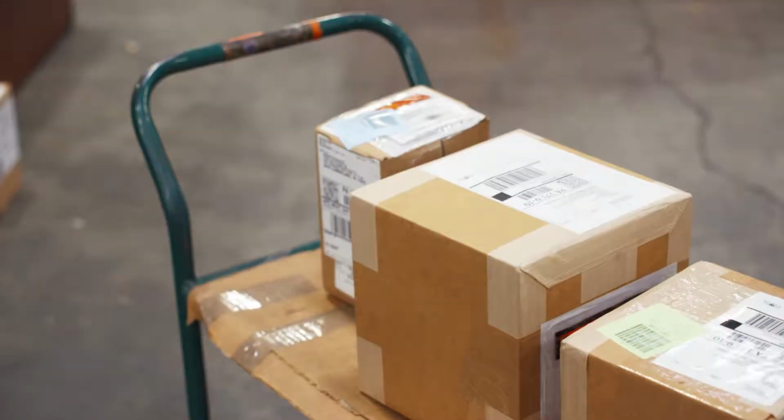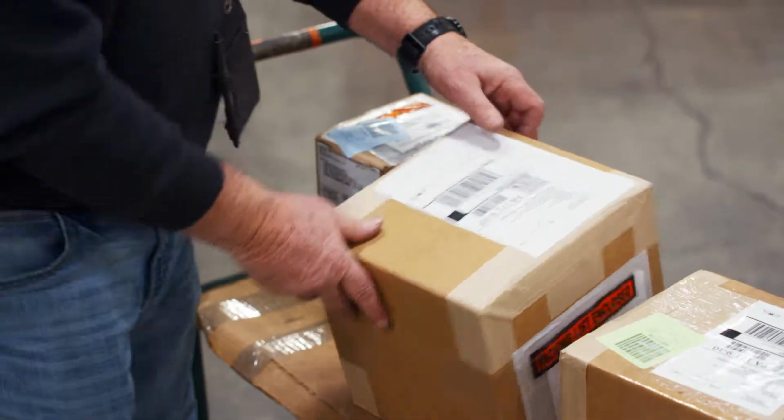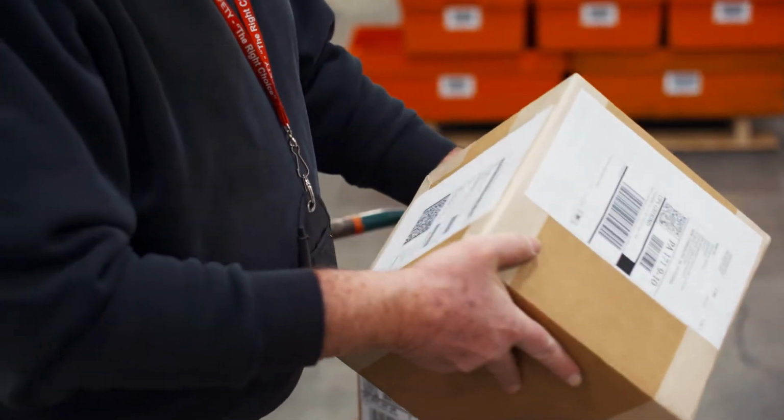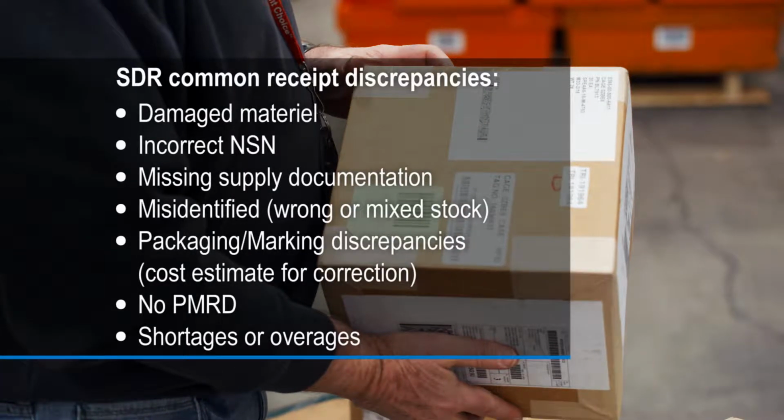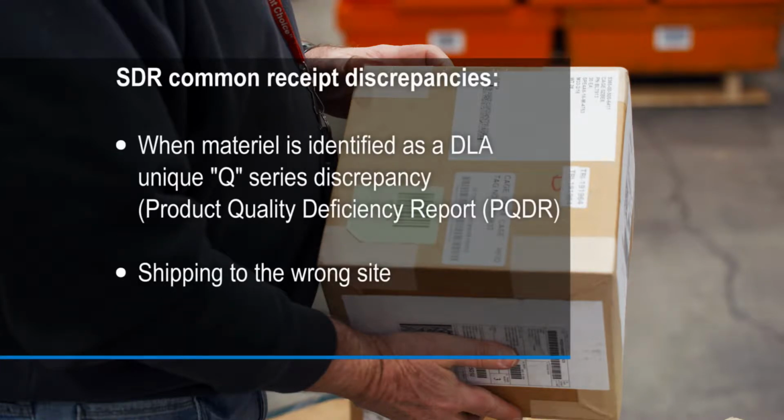Some examples of the more common receipt discrepancies that require supply discrepancy reports include the following: damaged materiel, incorrect NSN, missing supply documentation, misidentified, packaging and marking discrepancies, no PMRD, shortages or overages, when materiel is identified as a DLA unique Q series discrepancy, and shipped to the wrong site.